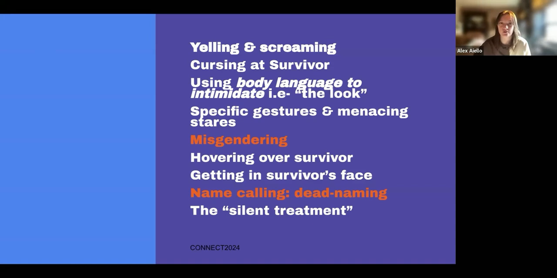Another example of that could be name calling, and in a trans relationship, it could look like deadnaming. Deadnaming is referring to someone with their previous name or maybe the name that they were given at birth. So purposely misgendering or calling someone by the name that they don't go by could be really harmful to just their perception of themselves and how they are viewed in the relationship. It's a very clear signal of disrespect.